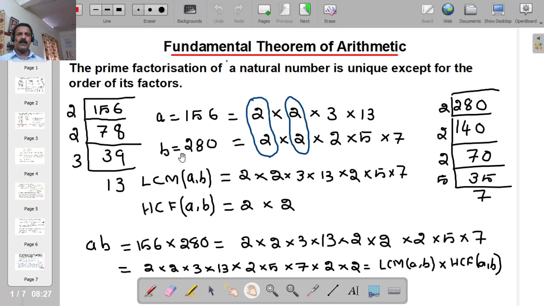Now consider the number 280. 280 is divisible by 2, resulting in 140. 140 is again divisible by 2, resulting in 70. 70 is again divisible by 2, resulting in 35. 35 is not divisible by 2.